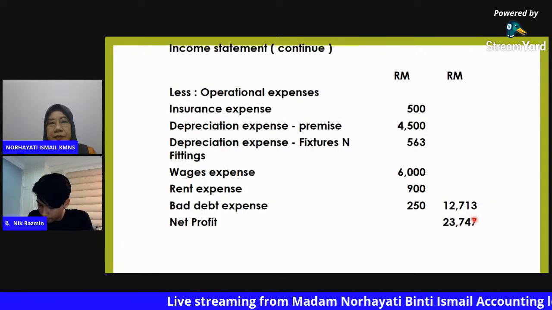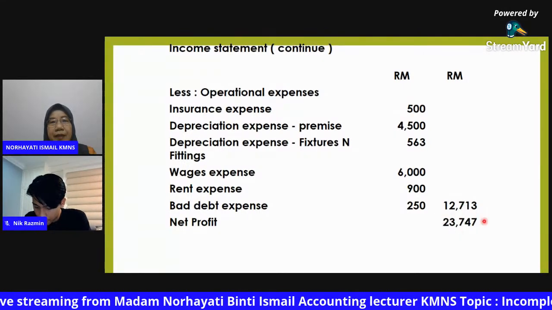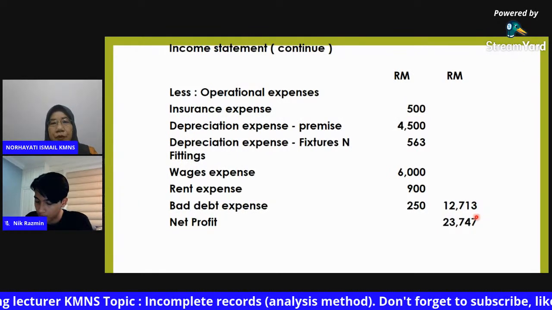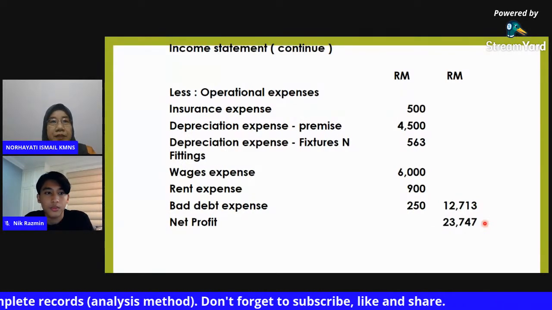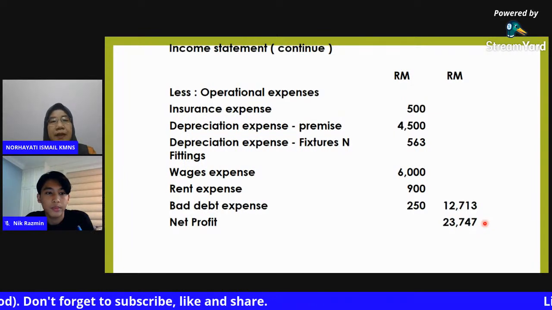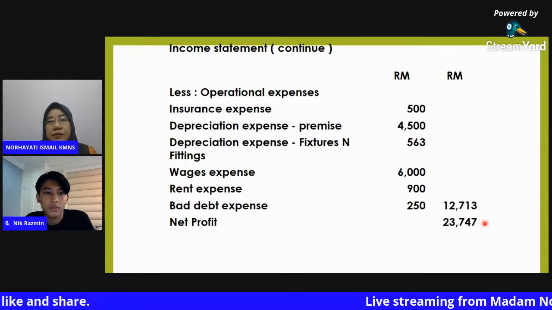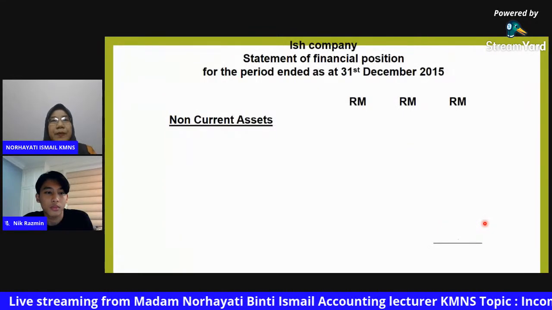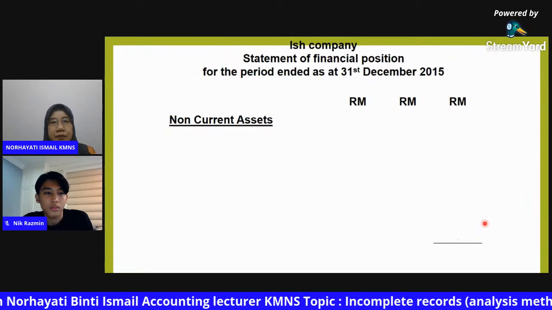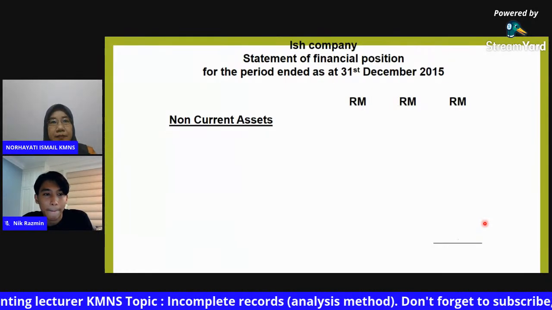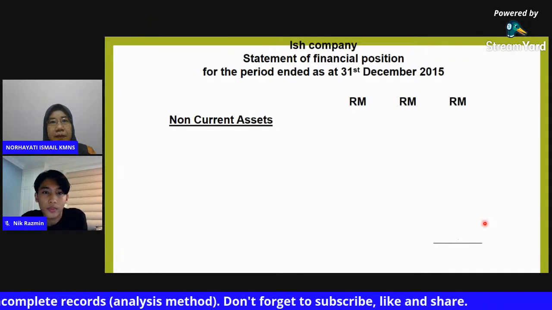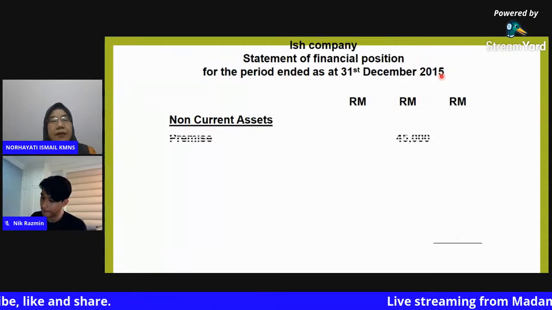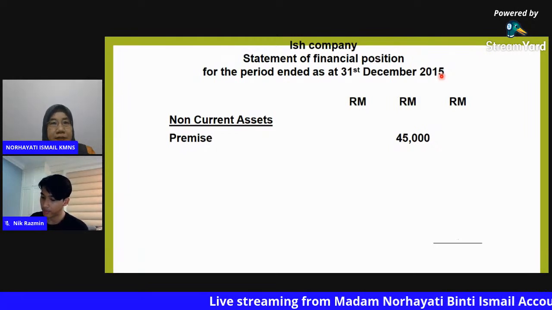So this is very important, net profit, because we have to prepare the financial position. If you get your net profit wrong, your financial position cannot balance, where assets equal owner's equity plus liabilities. So now we have to prepare the statement of financial position as at 31st December 2015. So we start with premises 45,000.